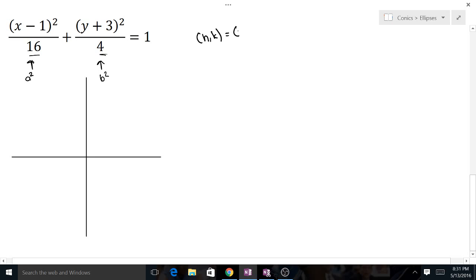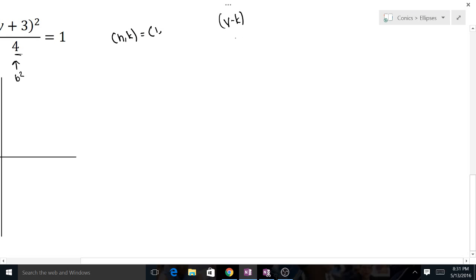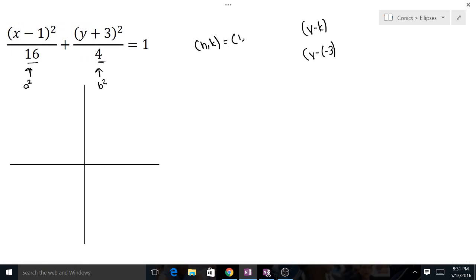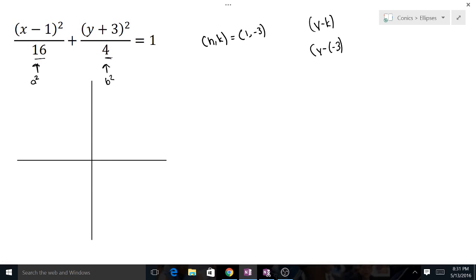The h is paired with the x, and that's a 1. Then the y, see how it's y plus 3, and the formula calls for y minus k. In a y plus 3, we know that it's y minus the negative 3. So that is what k equals, negative 3. So 1, negative 3. That's our center, so we can draw that in: 1, 1, 2, 3. That's the center of our ellipse here.